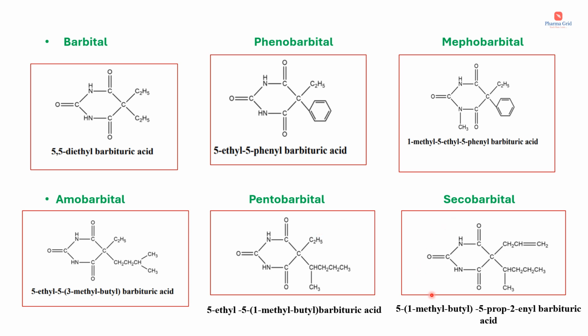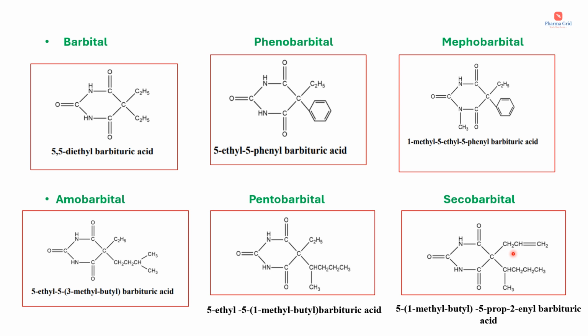Now secobarbital. See the fifth position. Secobarbital is also known as 5-(1-methyl butyl) 5-prop-2-enyl barbituric acid. Here you can see the unsaturation, and the total number of carbon atoms in the fifth position is greater than 8. So pentobarbital as well as secobarbital are considered short-acting barbiturates.